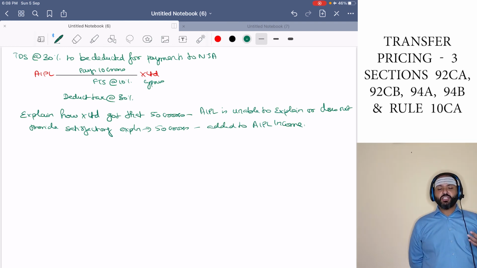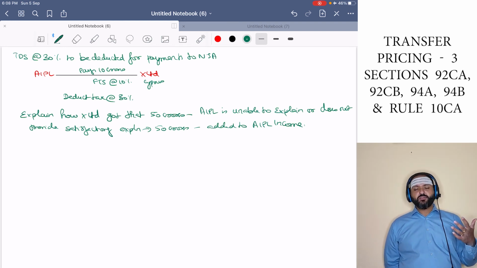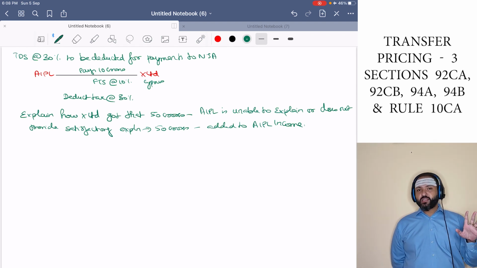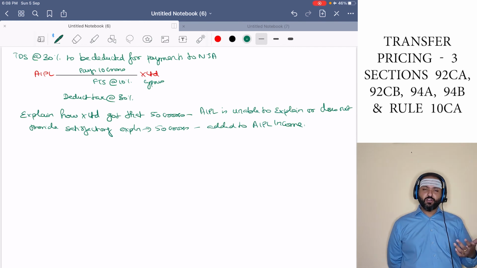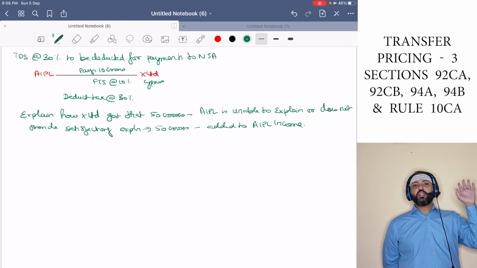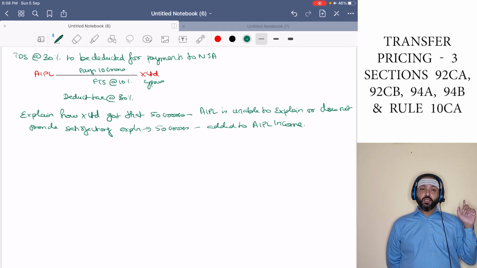So what are the main points in NJAs? Any payment made to NJAs will be subject to TDS at 30%, irrespective of whatever be the nature of income, nature of tax rate, type of tax rate. It will always be subject to TDS of 30%.